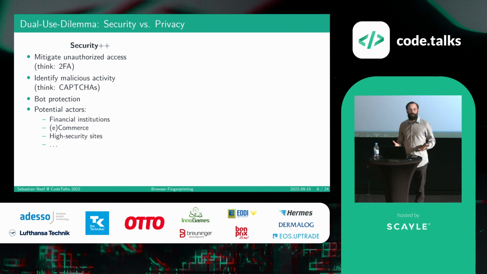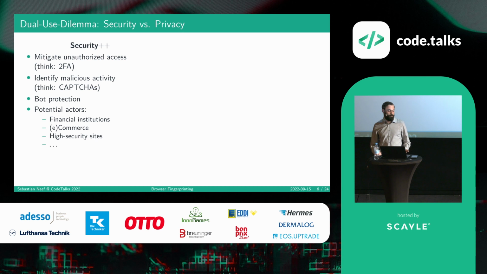So now we know that browser fingerprinting works. We can uniquely identify a system, a browser, maybe even a user. But why should we do that? There's a dual-use dilemma. On one hand, it might improve security, but on the other hand, it might impact privacy. So what benefits for security do we have from browser fingerprinting? Well, we could mitigate unauthorized access, as we've seen in the example. When someone logs in to a pretty high-security website, you could ask them to verify again through other channels, think of two-factor, when you detect a different browser trying to log in.